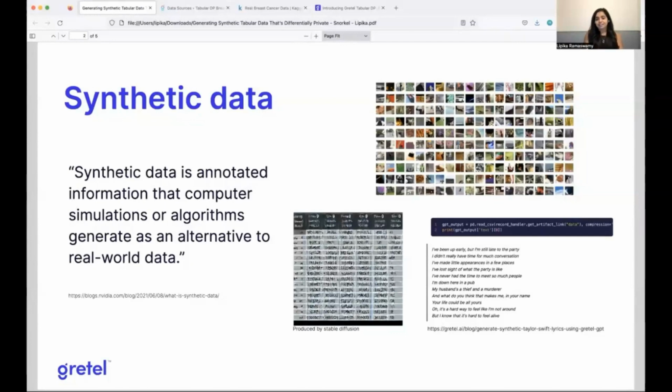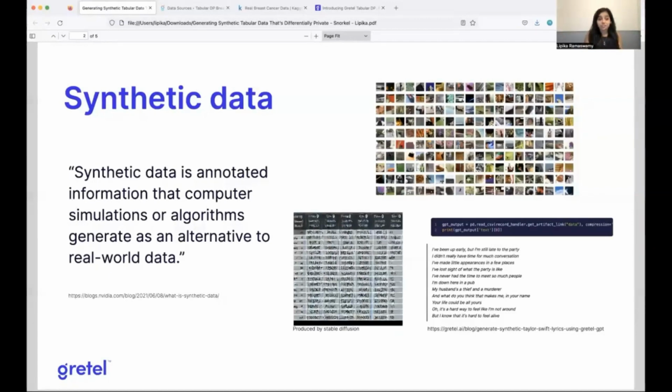And the goal of these algorithms is to learn sort of what the underlying distribution of this data is, right? So try to understand what's in the population that's represented by the data and to try to generate samples that look like the data. Now, why might we want to use synthetic data as an alternative to real-world data?